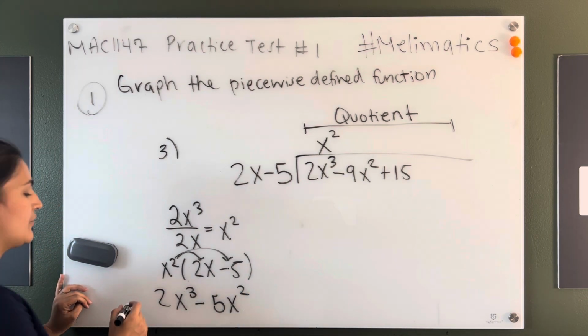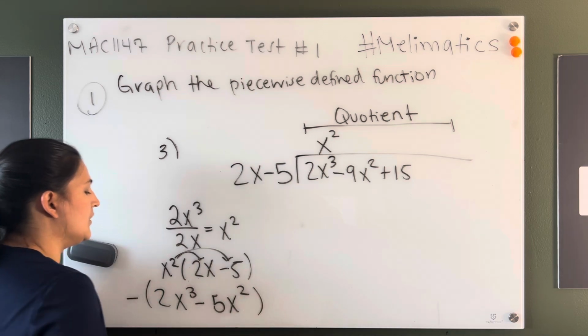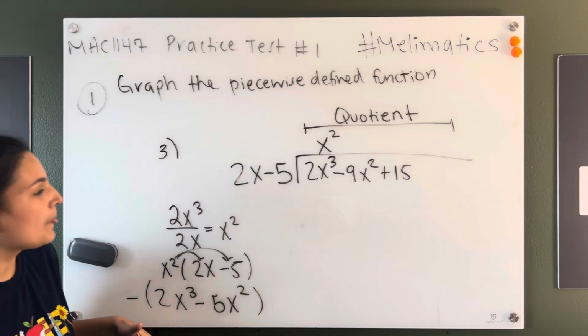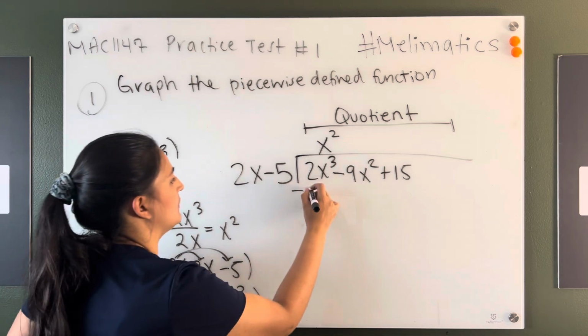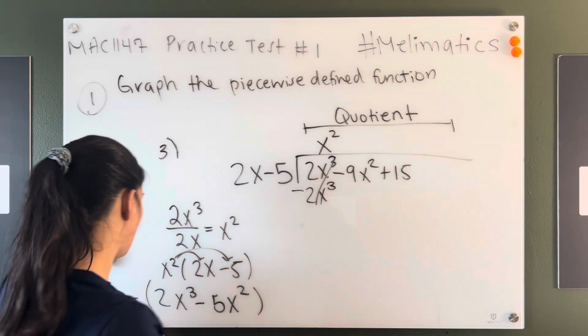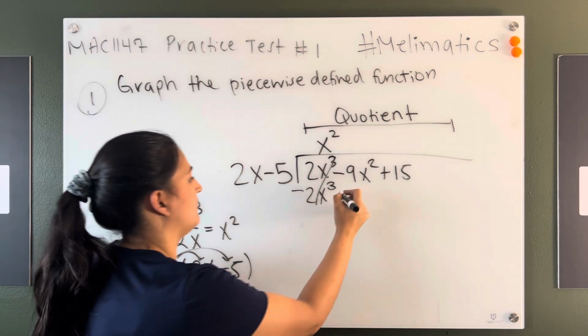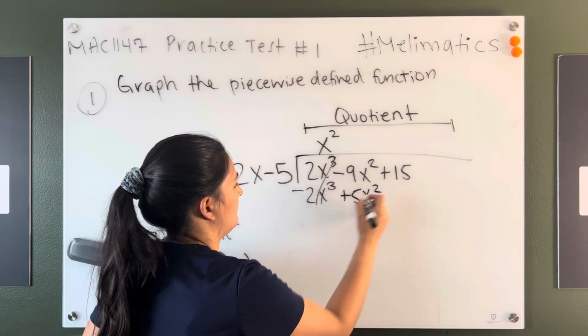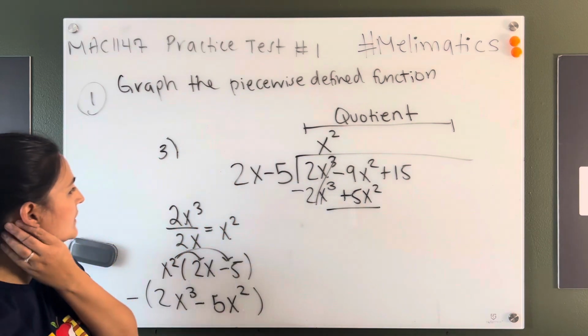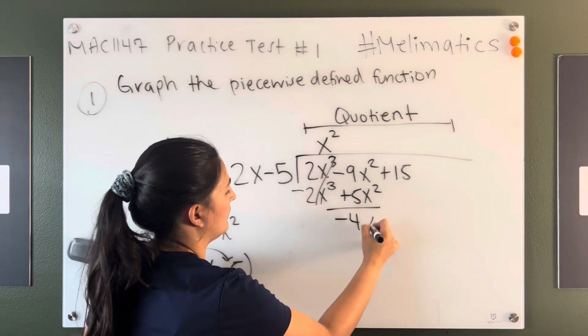Now remember, we have to subtract both of these because this is division. So we're going to take away the 2x cubed, right, which is going to cancel it, and we're going to subtract -5x squared, which is adding 5x squared. Okay, so that's going to give us -4x squared.